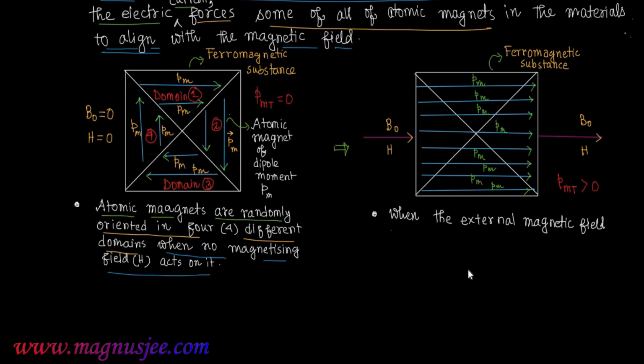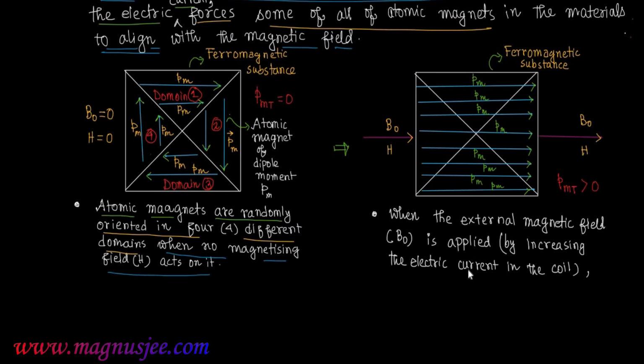So here we can say that when the external magnetic field of field induction B0 is applied, B0 is applied by increasing the electric current in the coil.